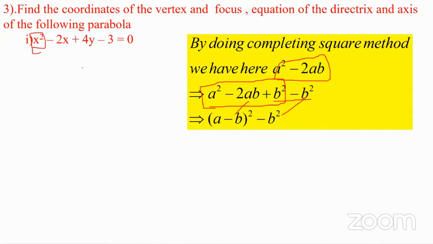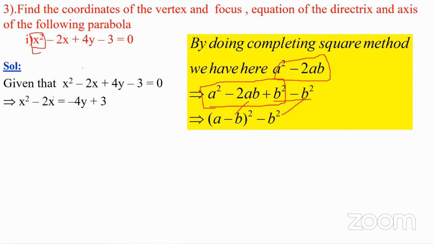So given x square minus 2x plus 4y minus 3 equal to 0, I'm taking the left side, x square minus 2x, and I'm adding b square. How can we find b square? Here just 2x is there, I'm multiplying with 1, there is no change, which means b value is 1. So x square minus 2x into 1 equal to minus 4y plus 3.